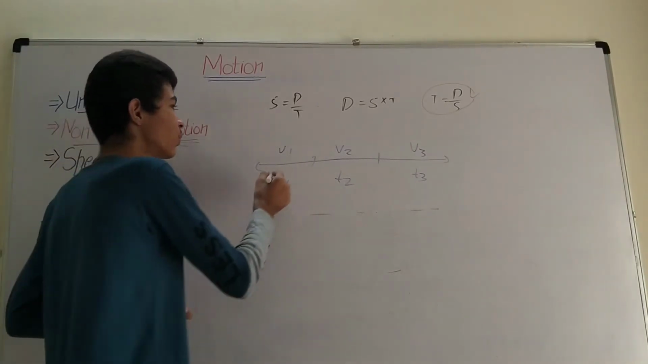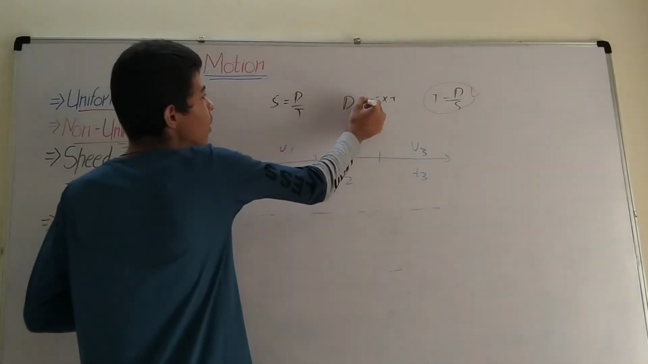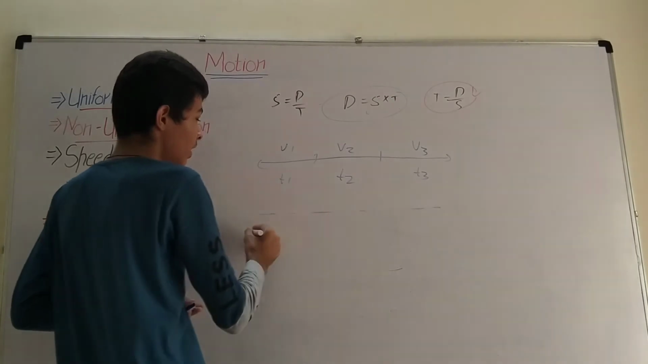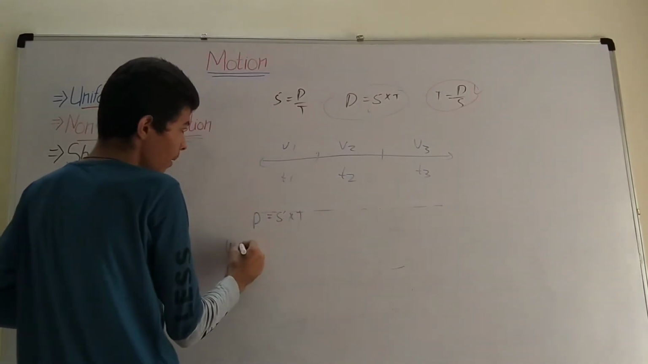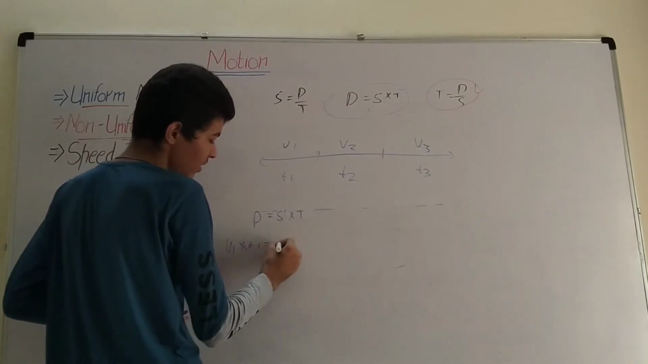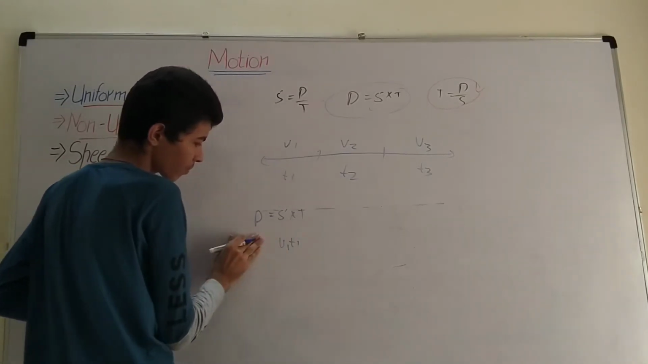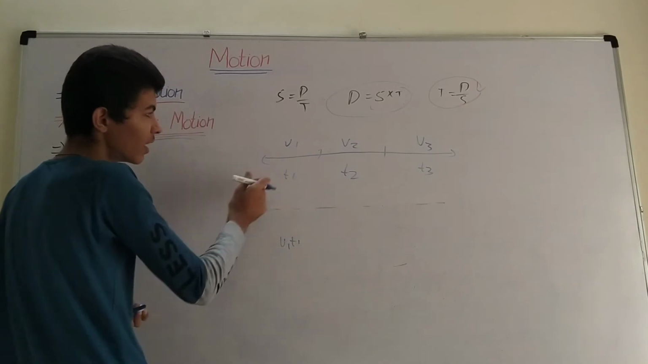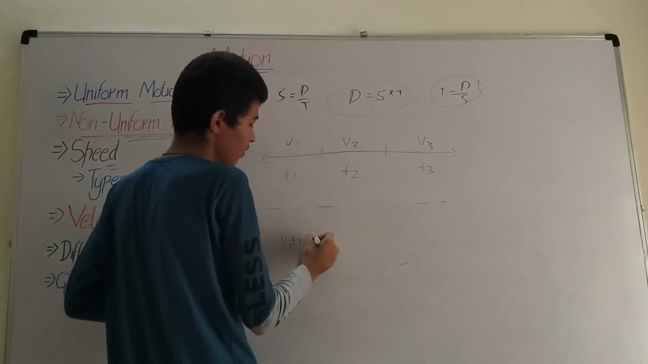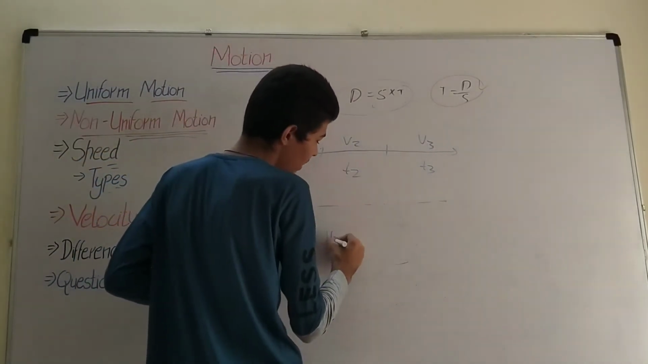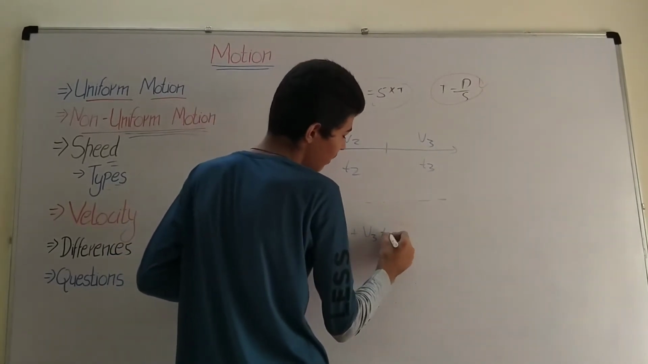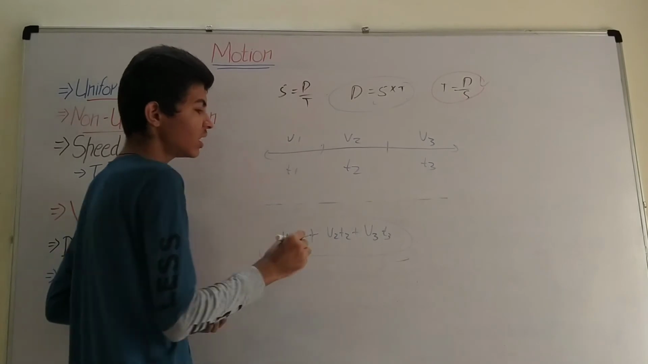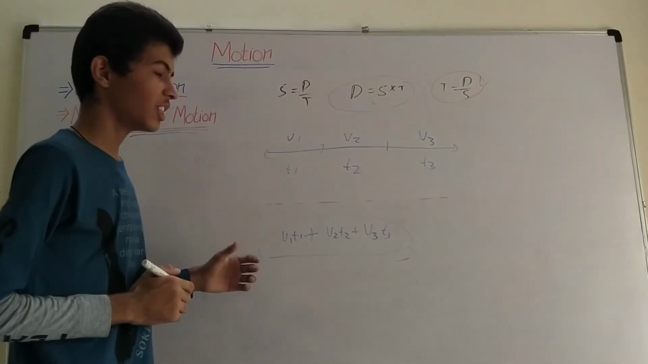So the distance traveled would be, from the second equation, d is equal to s into t. So the speed is given as v1 into t1, that is v1 t1. So this would be the distance traveled first, plus this would be v2 t2, and this would be v3 t3. So this is the total distance traveled by the object.